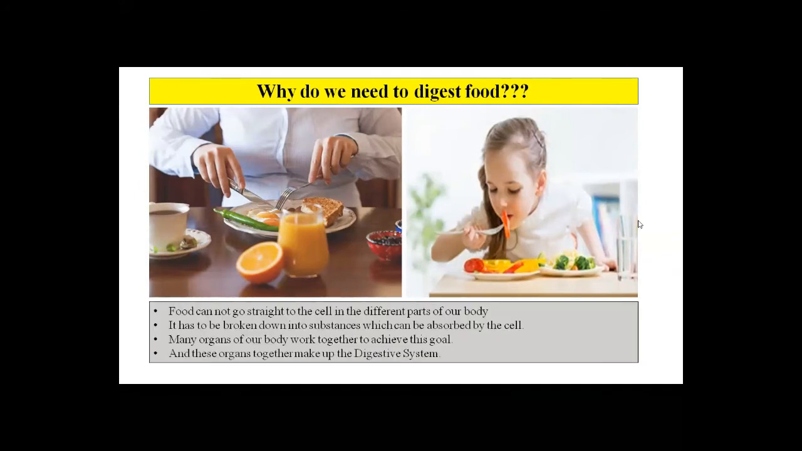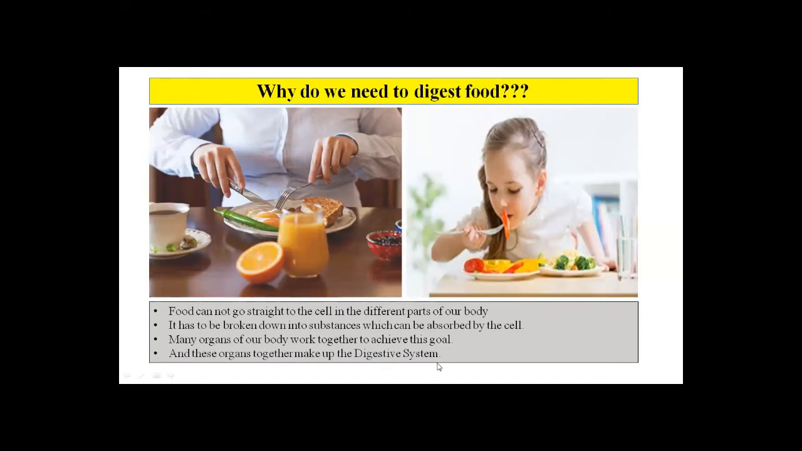So, this is the answer. Why do we need to digest food? Food cannot go straight to the cells in the different parts of the body. It has to be broken down into substances which can be absorbed by the cells. Many organs of our body work together to achieve this goal, and these organs together make up the digestive system.